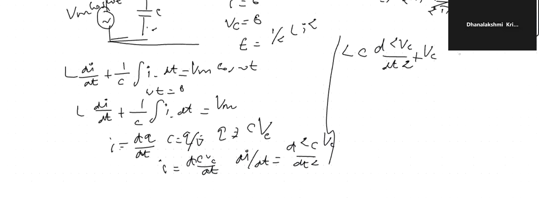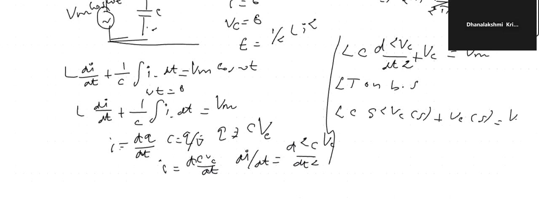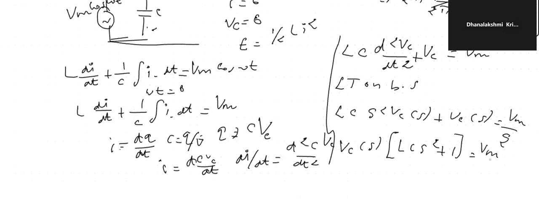Now taking Laplace transform on both sides, we get LC S squared Vc of S plus Vc of S is equal to Vm by S. So here Vc of S is common. Take Vc of S common. So we get Vc of S into LC S squared plus 1 is equal to Vm by S.